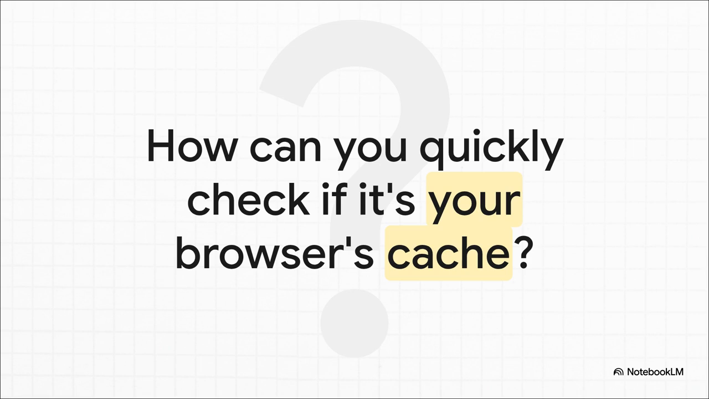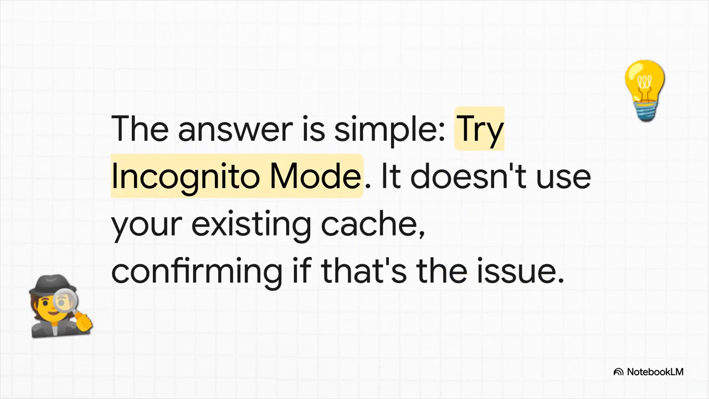Okay, so you're stuck looking at an outdated web page. What is the absolute fastest, simplest way to figure out if your own browser is the problem? The answer is so simple. Just try incognito or private mode. These modes start with a clean slate. They don't use your existing cache. So if the website loads the new version correctly there, you know for sure the issue is with the old data saved in your regular browser. It's an amazing first step for troubleshooting.